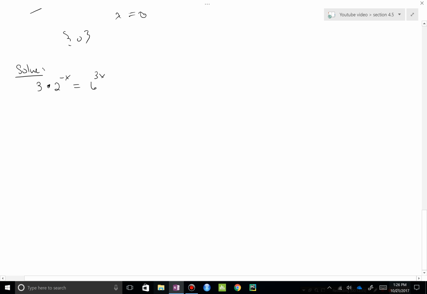Alright, so I'm assuming you guys paused the video and you tried. So check this out. We need to solve for x. The problem is, what base do I use? I have a base of 2. I have a base of 6. I got this coefficient in front of the 2, which is a 3. So what the heck do I do?